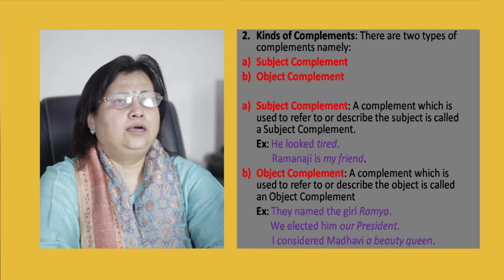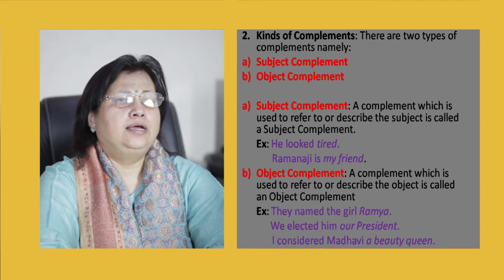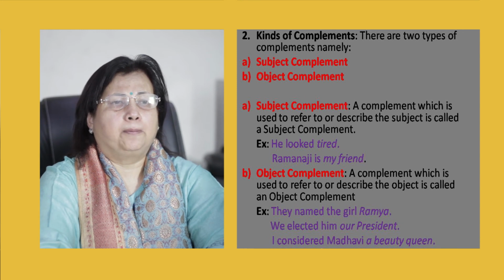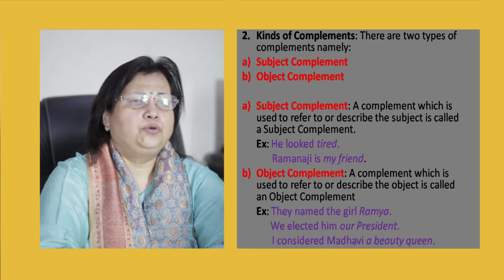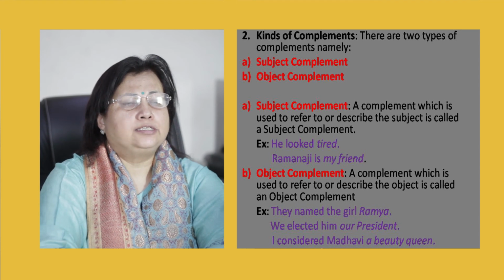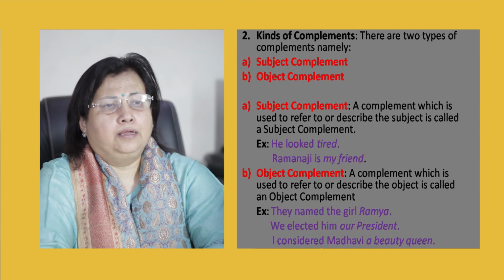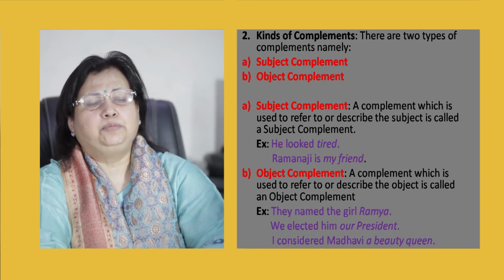Kinds of complements. There are two types of complements, namely subject complement and object complement. A complement which is used to refer to or describe the subject is called a subject complement. He looked tired. Ramanuja is my friend. Object complement: a complement which is used to refer to or describe the object is called an object complement. They named the girl Ramaya. We elected him our president. I considered Madhavi a beauty queen.